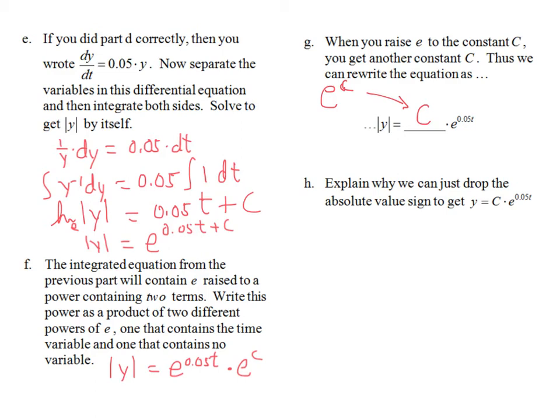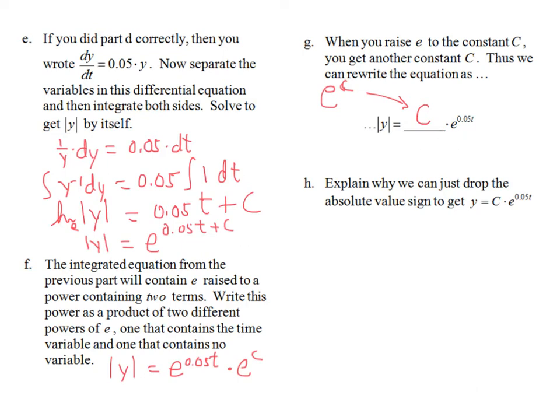All right, and the last piece before we go to the other side of the sheet is to explain why we can just drop the absolute value sign to get y equals c times e to the 0.05t. Well, we could maybe work it out with some algebra, but let me just point out that c came from e to the c. Now we know e raised to anything is a positive number. So this has to be a positive number. And over here we have e raised to something. So both of these numbers have to be positive. So our absolute value of y is going to have to end up being positive.